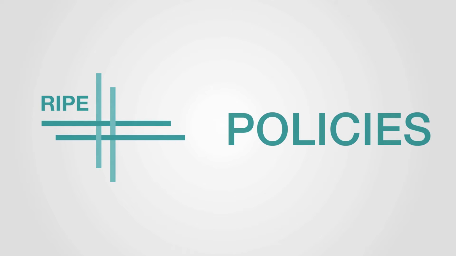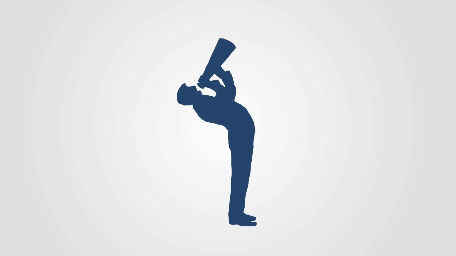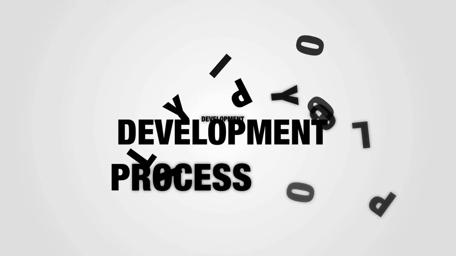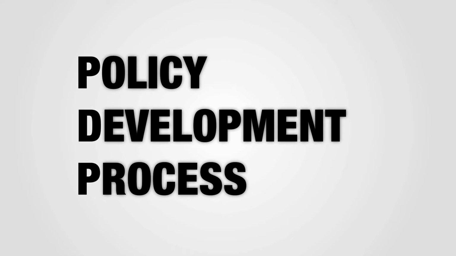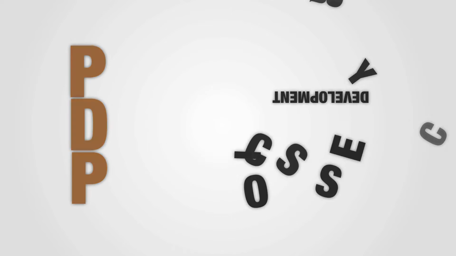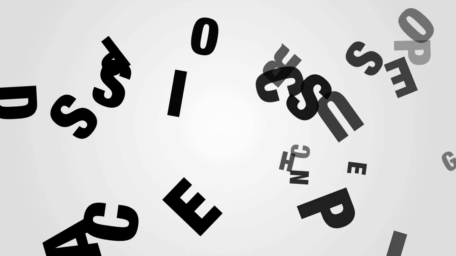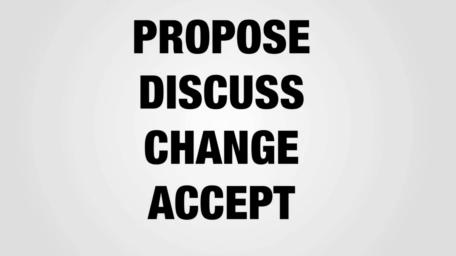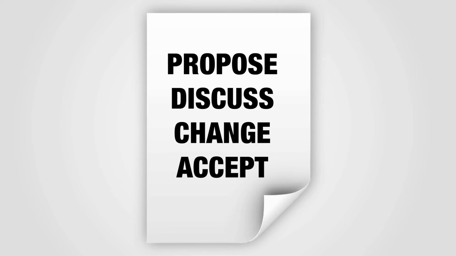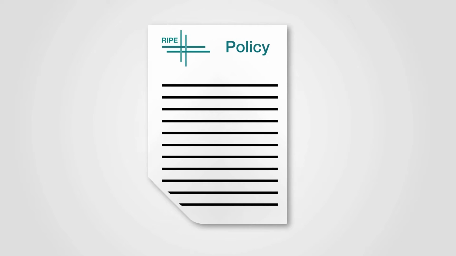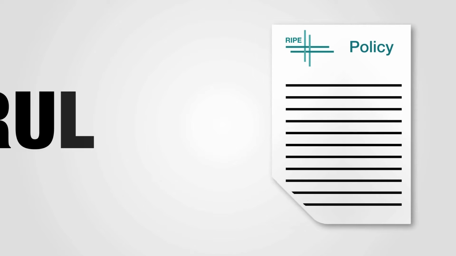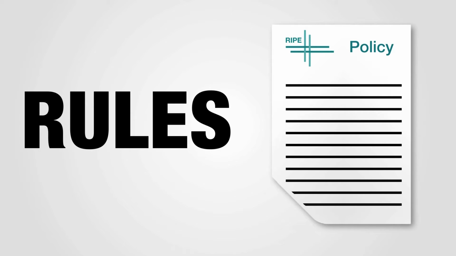Do you know that you can influence RIPE policies? Voice your opinion. Get involved in the RIPE policy development process. The RIPE PDP is the way that the RIPE community proposes, discusses, changes and accepts policies. These policies are like rules that the RIPE NCC, our members, the LIRs, and the RIPE community must follow.